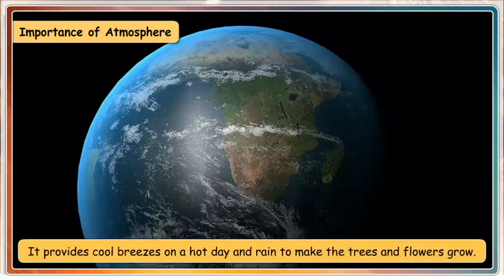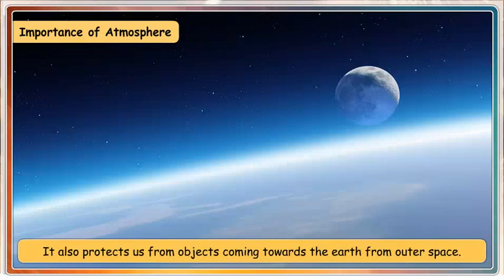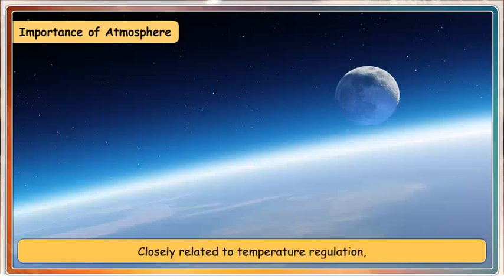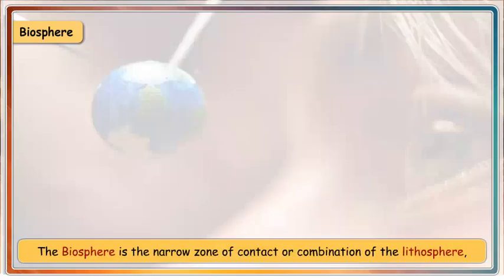It provides cool breezes on a hot day and rain to make the trees and flowers grow. It also protects us from objects coming towards the Earth from outer space. Closely related to temperature regulation, the atmosphere also contributes to change in weather. Wind, rain and snow depend on the atmosphere.